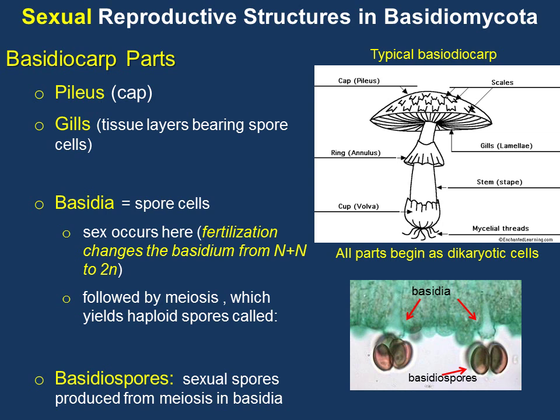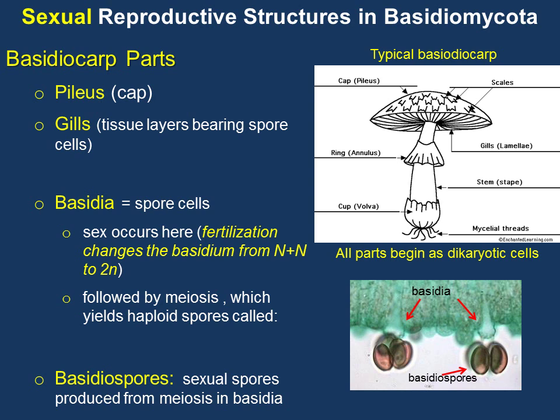The sexual reproductive structures in Basidiomycota are the basidiocarp parts. So we have the pileus, which is called the cap. It's at the top. The gills underneath are tissue layers bearing spore cells. The basidia themselves are the spore cells, and this is where sex occurs. Fertilization changes the basidium from dikaryotic to diploid, and then that's followed by meiosis, which yields haploid spores called basidiospores. These are sexual spores produced from meiosis in the basidia.